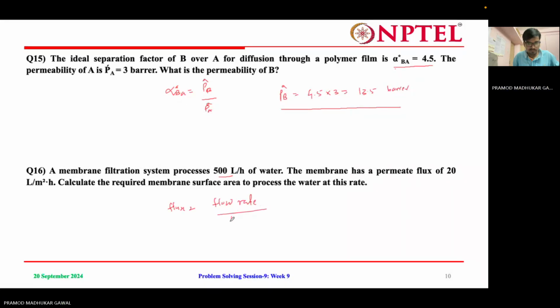Flux is flow rate divided by area, so you have to calculate the area, flux given. So A is 500 divided by 20, which is equal to 25 meter square. So this is the surface area of the membrane, meaning the required surface area to process the water at this rate.